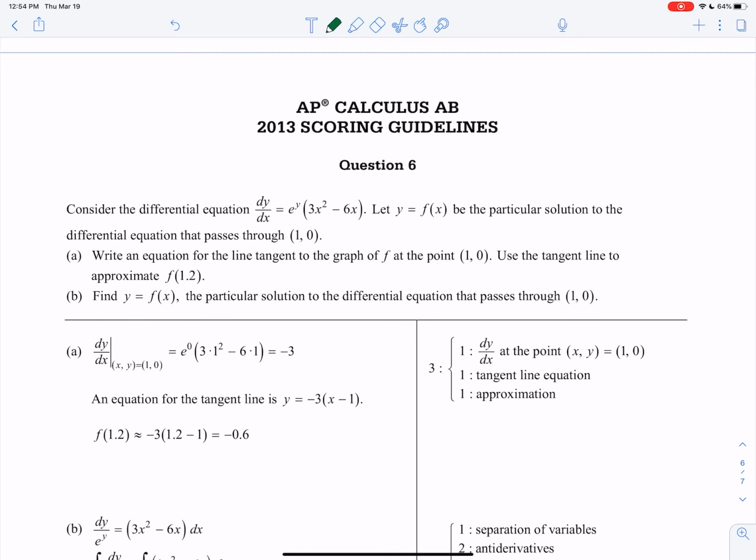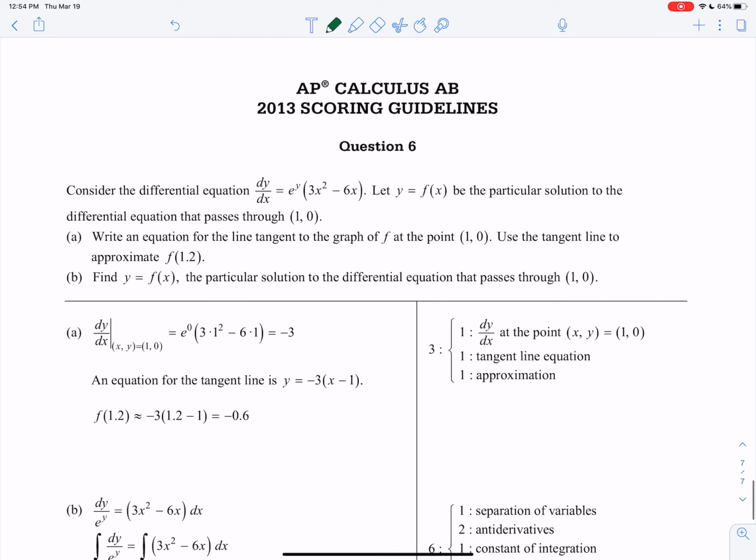This is 2013 question 6. Based on this setup, I know that this is a slope fields, separable differential equations type of problem. Right away I see particular solution, so that's what drove me there. There is no slope field here, but this tells me right away that when we get to part B, that's probably where the majority of our points are going to go. Okay, so here we go.